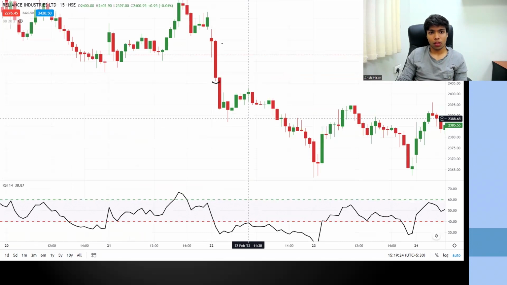Okay, you short, you miss this bigger move. So what will you do? You will short at this candle's low. This is taking resistance and the market will go down. That's your small stop loss.